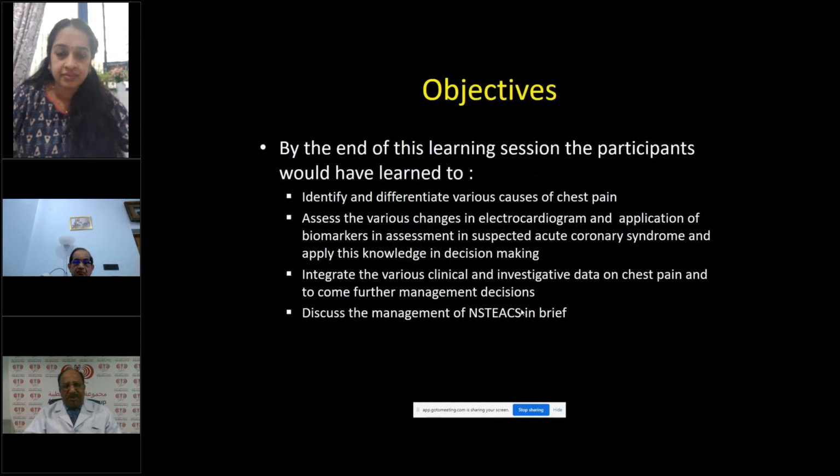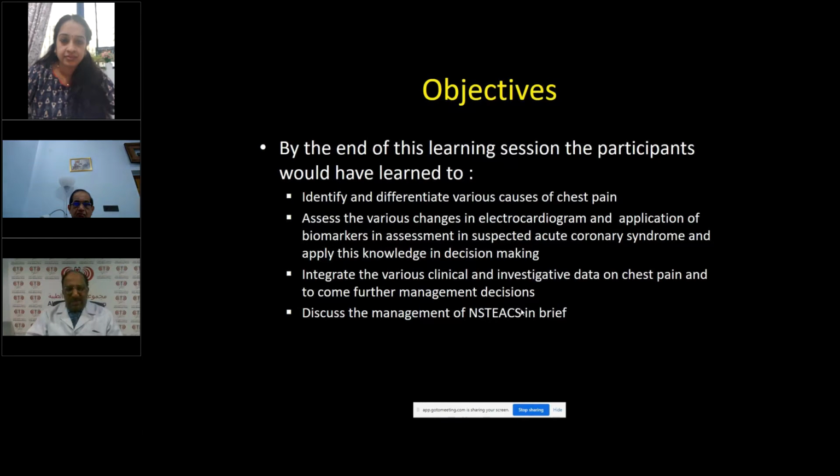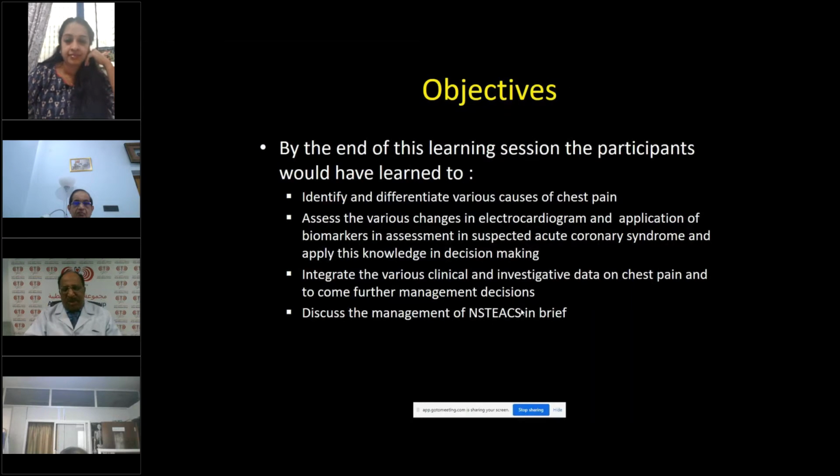Now, these are my objectives. It's to identify and differentiate various causes of chest pain, assess the various changes in electrocardiogram and application of biomarkers in assessment of suspected acute coronary syndrome, and apply this knowledge in decision making, integrate various clinical and investigative data on chest pain, and to come to further management decisions, and discuss the hospital management of non-ST elevation ACS in brief.